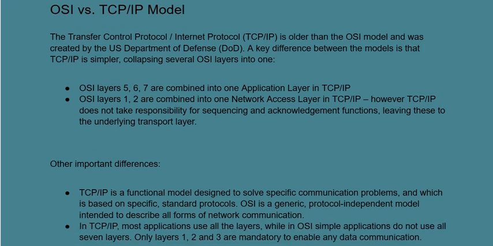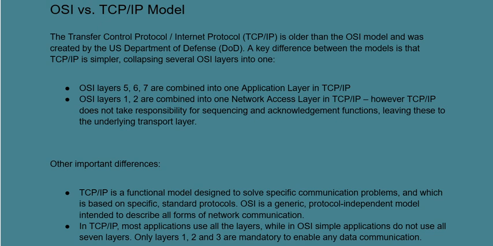So we will take a look at OSI versus the TCP/IP model. The TCP/IP model is an older version, and the OSI model was created by the US Department of Defense. A key difference between the models is that TCP/IP is simpler, collapsing several OSI layers into one. So we'll see what that means. OSI layers 5, 6, 7 are combined into one application layer in TCP/IP. OSI layers 1 and 2 are combined into one network access layer in TCP/IP.